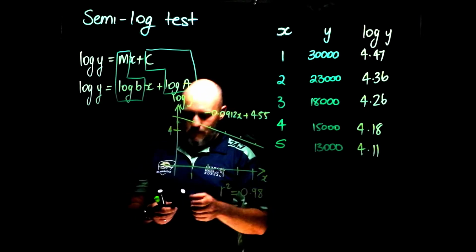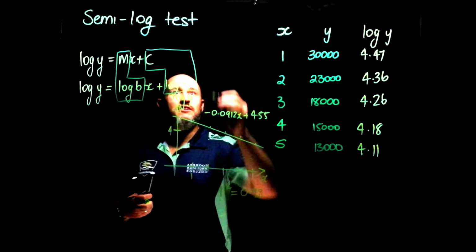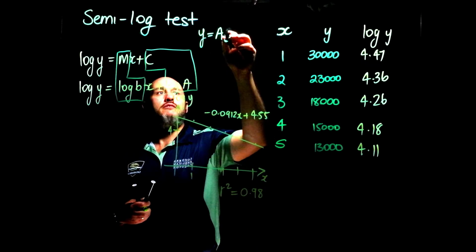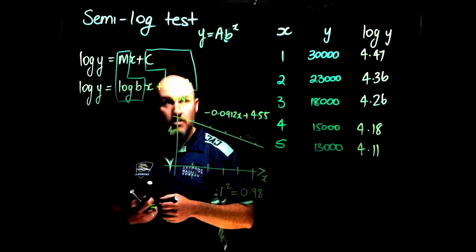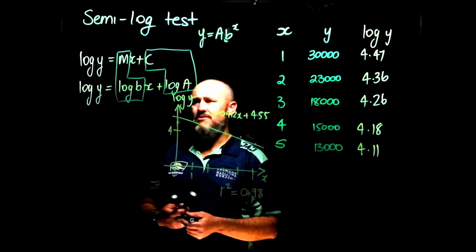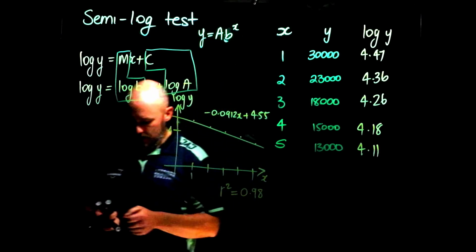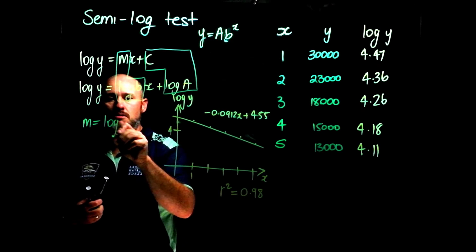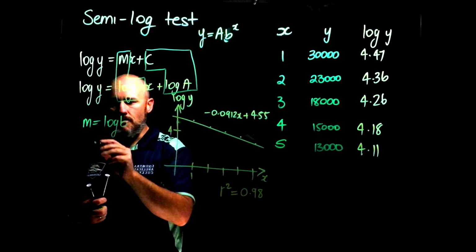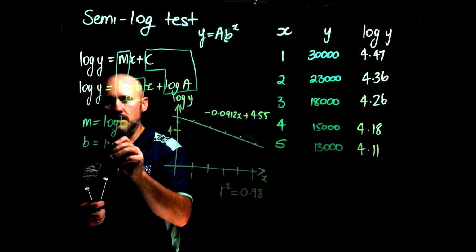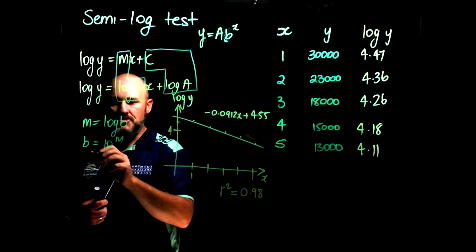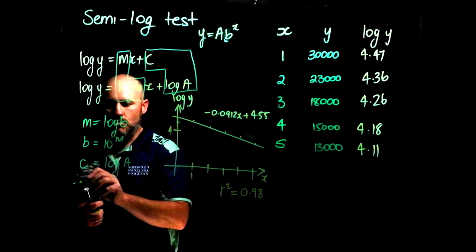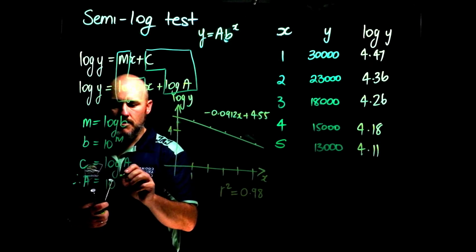And a and b are the things we need for our model, because if you remember, our model looks like this. y is equal to ab to the x. We just need our a and b values. So what I'm going to do is a bit of a rearrangement here. I know that m equals log base 10 of b. And so by rearranging that, I get b is equal to 10 to the power of m. And similarly, c is equal to log base 10 of a. And so therefore, a is equal to 10 to the power of c.